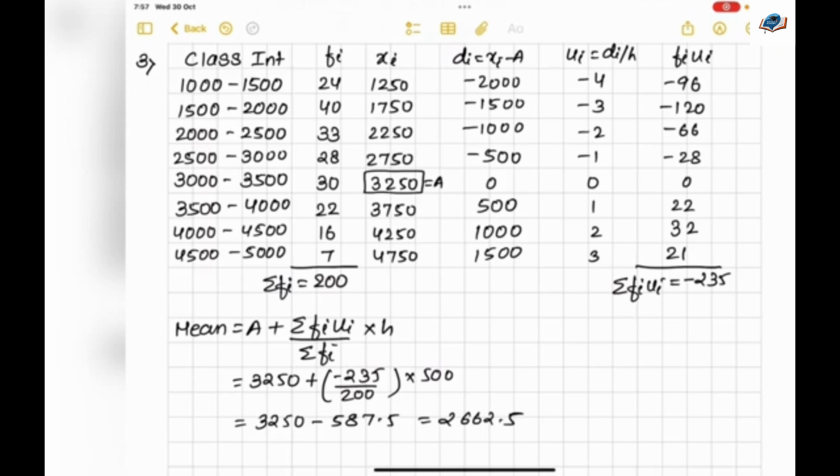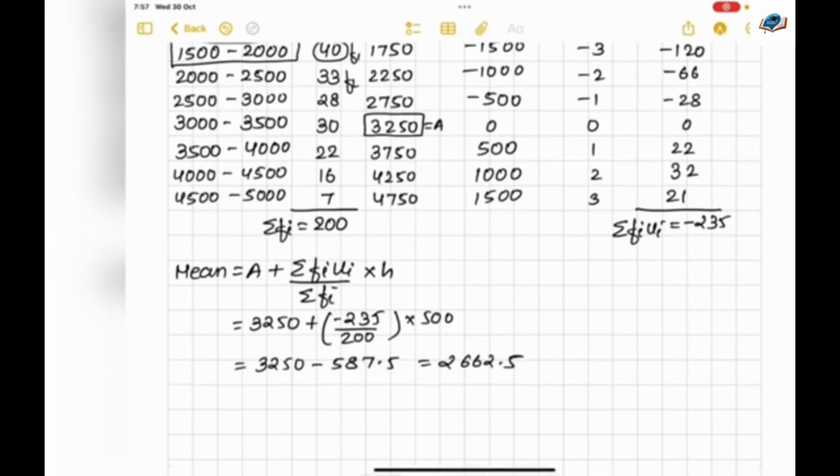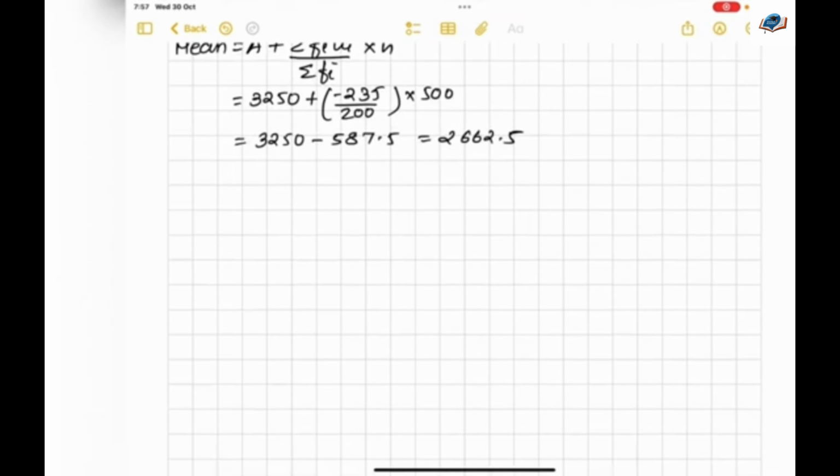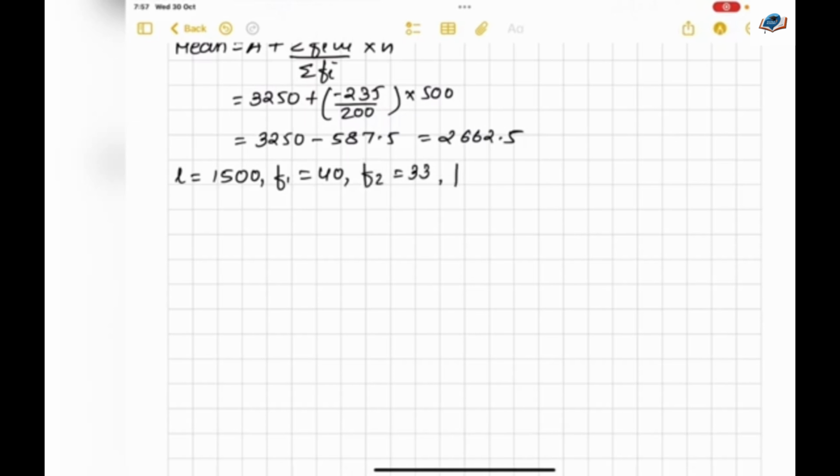Now for mode, I have to see the maximum value in F. So maximum value is 40. So this will be my F1, this will be my F0, this will be my F2, and this will be my modal class. So coming to that, L will be 1500, F1 will be 40, F2 will be 33, F0 is 24, and H is 500.